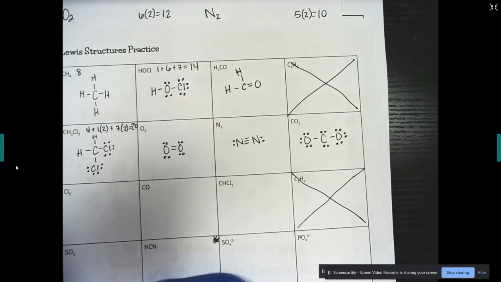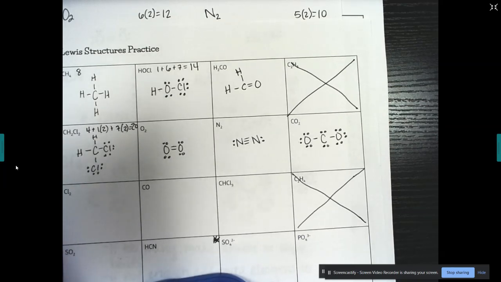Okay, CO2 you'll need to fix because carbon doesn't have 8 around it. And then that one's good, that one's good, that one's good. And then 28 plus 8 is 36, 32. Yeah, you got 2 pairs of dots. Perfect.